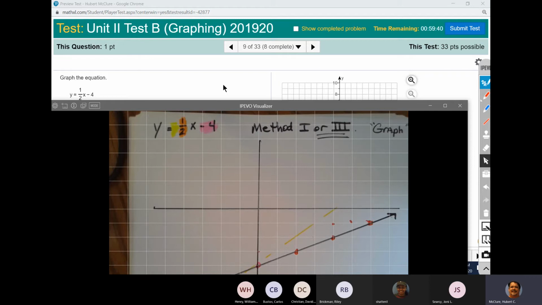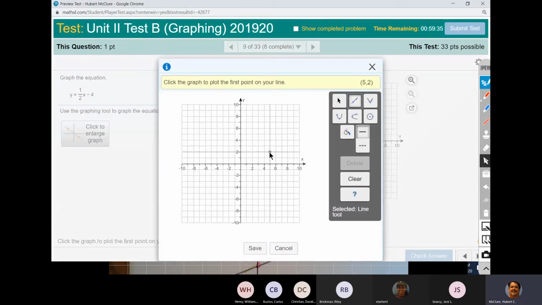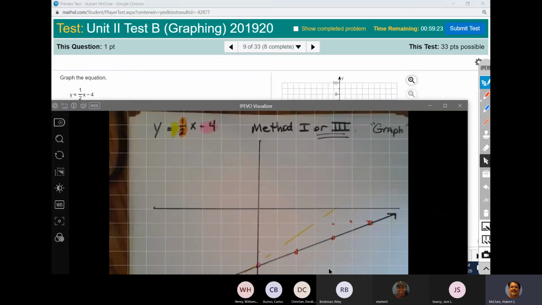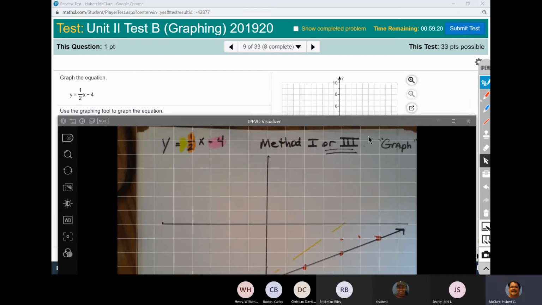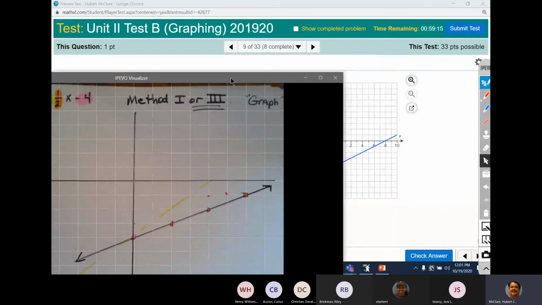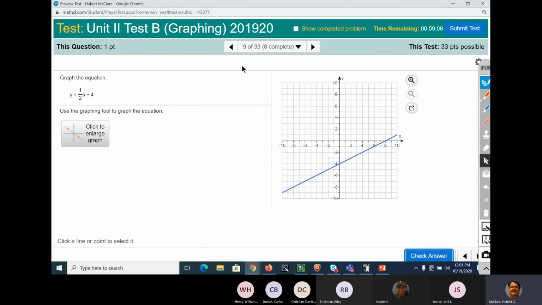So let's go up here and do that. I'm going to graph my y-intercept at 0, -4. 1 up, 2 over. That's pretty good likeness. See the angle of this line and the angle of that line? Very close. Next, oh, we got to check it.